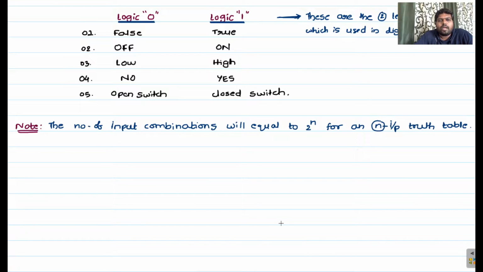Here we have a note: the number of input combinations will be equal to 2 to the power of n for an n-input truth table. We will discuss that later, including what a truth table is and how we can realize a truth table from logic gates. Before going to logic gates, first we will discuss certain semiconductor devices.